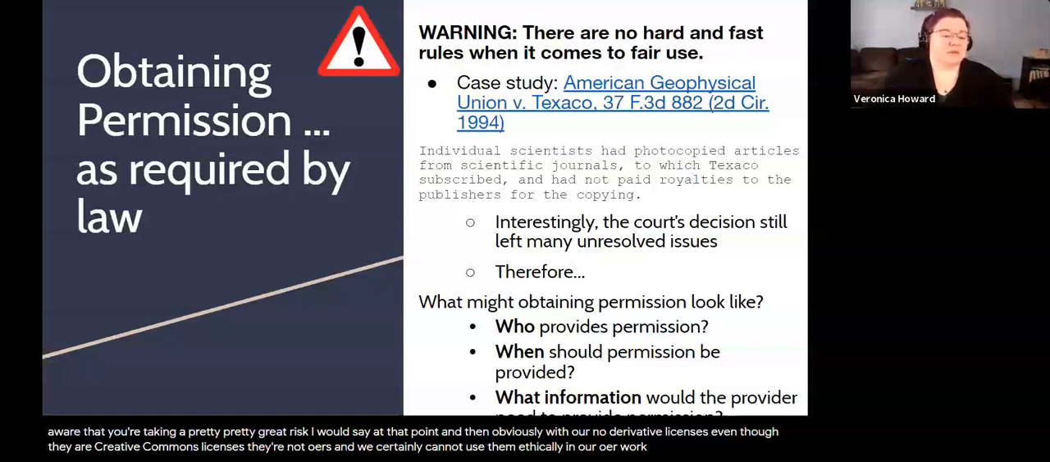In this case, the American Geophysical Union versus Texaco, we had a situation where members of this reading group shared copies of articles with peers, and they had a reading group. The copyright holder found out about it, brought suit, and they settled out of court because it sounded like it wasn't going to go in favor of the folks who were using those copyrighted published articles in their reading group.